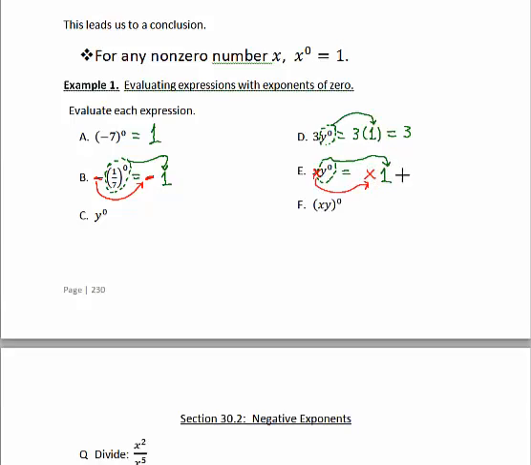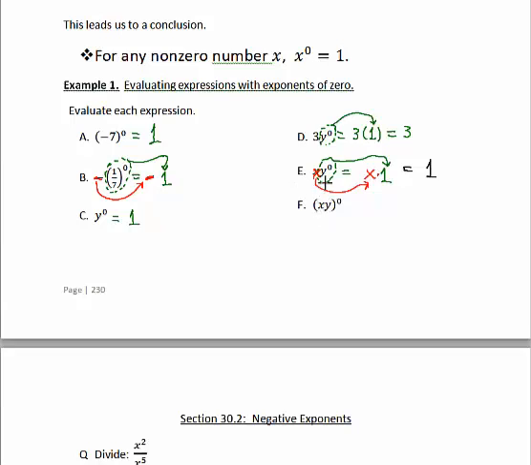to the front, and so we have an x times 1, which is just a 1. In C, we only have one variable, and it has an exponent of 0, so we do actually just get a 1.